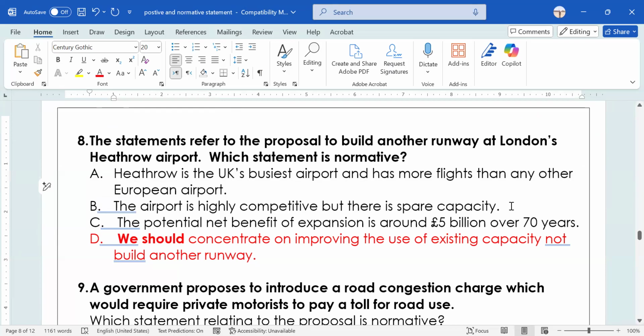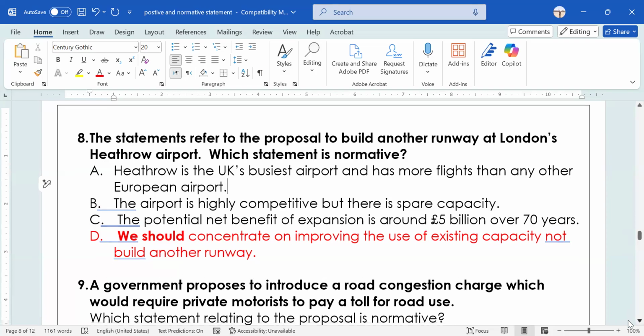Letter B, the airport is highly competitive, but there is spare capacity. This statement describes the current situation of the airport, and it can be measured. Okay, it can be tested. There are evidences. Letter C, the potential net benefit of expansion is around 5 billion over 70 years. This is a quantitative estimate, which means that it's based on economic modeling and projections. So again, it is a positive statement.